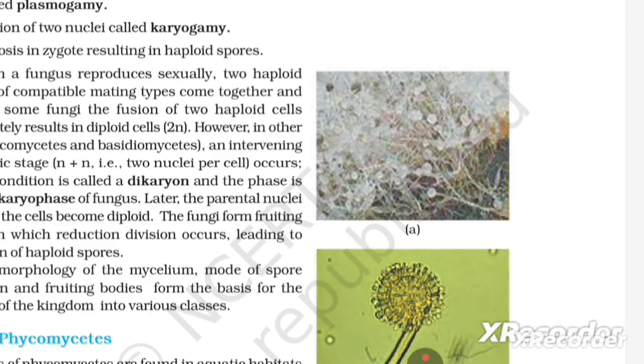The fungi form fruiting bodies in which reduction division occurs, leading to the formation of haploid spores. The morphology of the mycelium, mode of spore formation and fruiting body form the basis for the division of the kingdom into various classes.